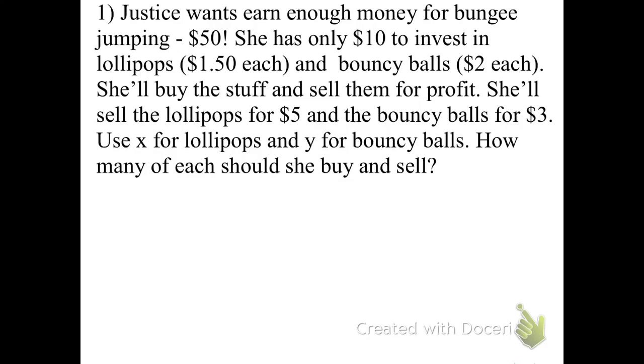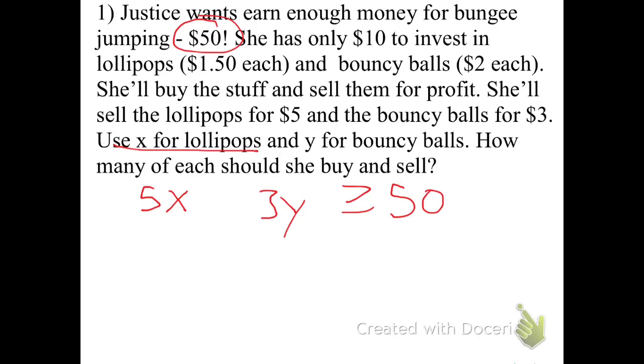So if you look here, she needs to get the $50, and she gets that from selling the lollipops and selling the bouncy balls. Here it says use X for lollipops, so you've got X for lollipops, Y for bouncy balls, and she needs to get up to $50. She needs at least $50, so she needs something greater than or equal to. Well, she sells each lollipop for $5, so you should have 5 in front of your X, and bouncy balls for 3, so you should have 3 with your Y.